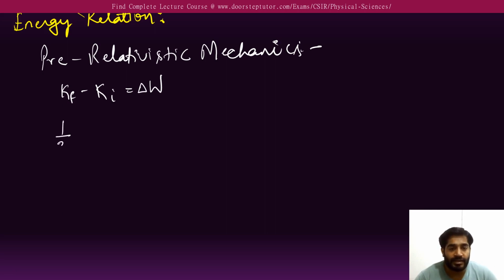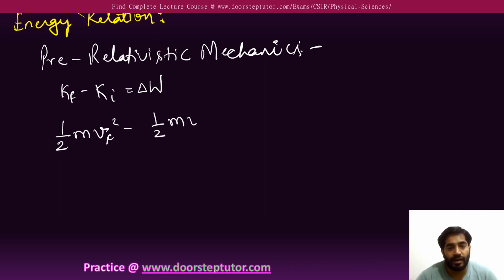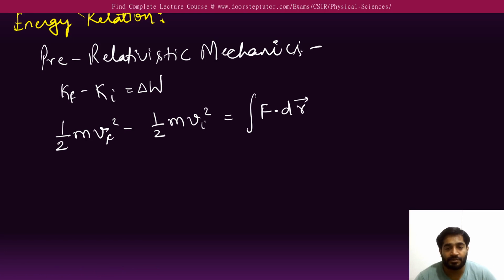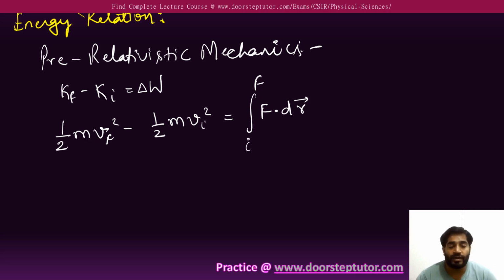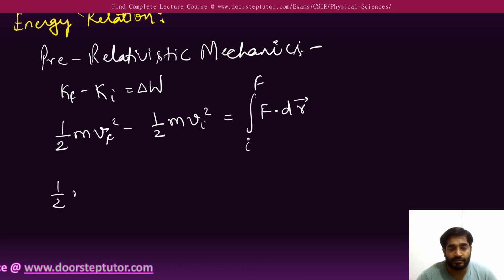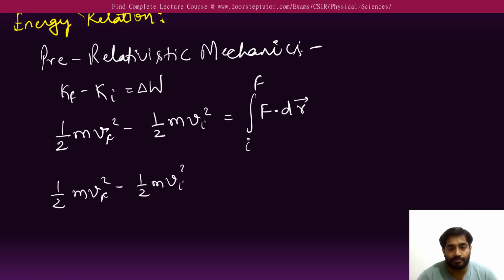Now, what is K final? It is half m v final square, K initial is half m v initial square, and the work done I write as a, what is work done? Work done is force into displacement, from initial position to final position. But according to Newton's second law, force is the rate of change of momentum. So it's the integral from initial to final of dp by dt into dr.